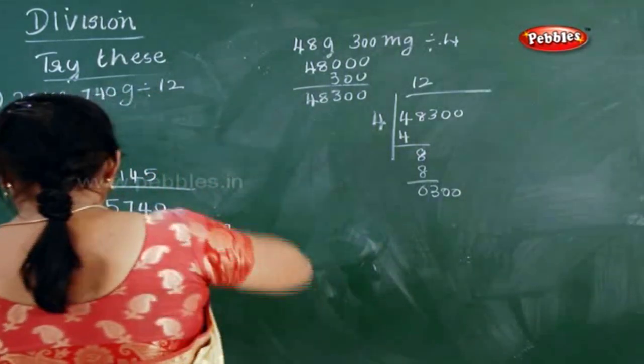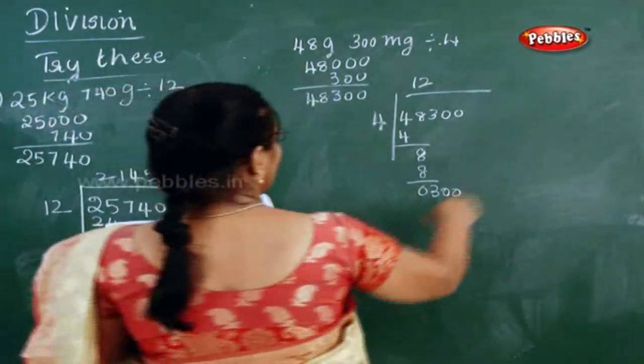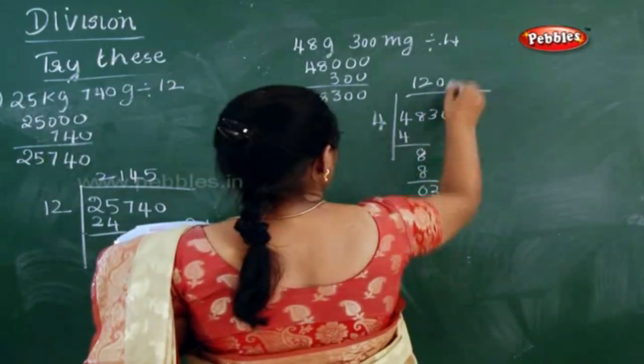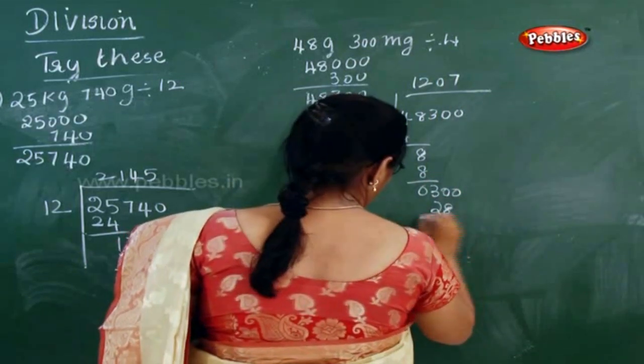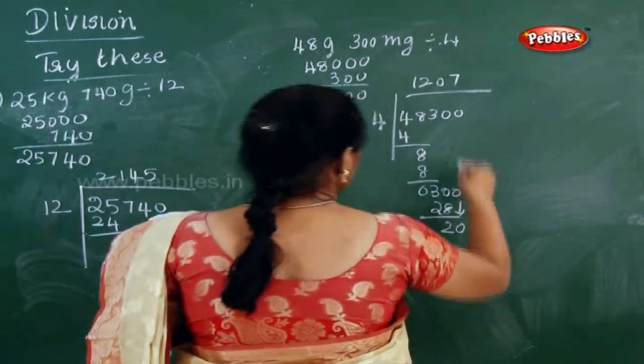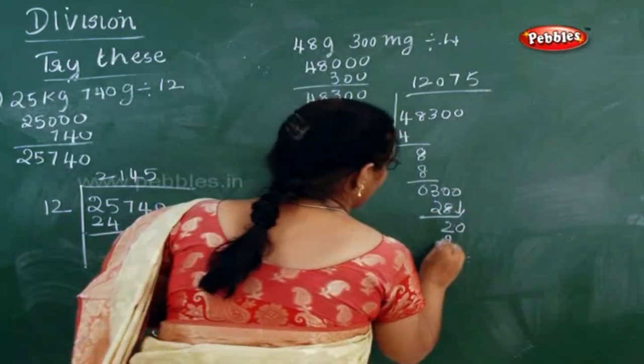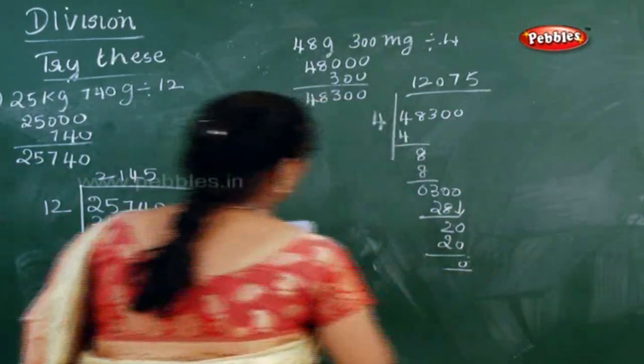Now what is the answer you get? The 0 again you have to take forward. So 4 sevens are 28. 2 times, 5 times, 4 fives are 20. So now what is the answer you will write here?